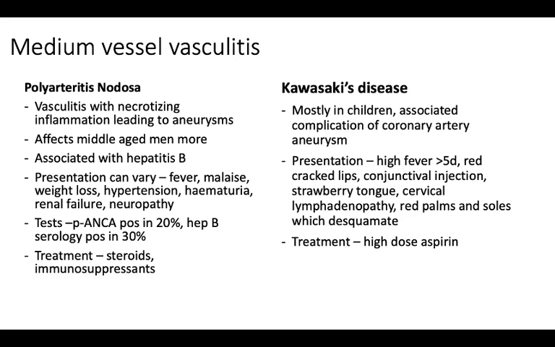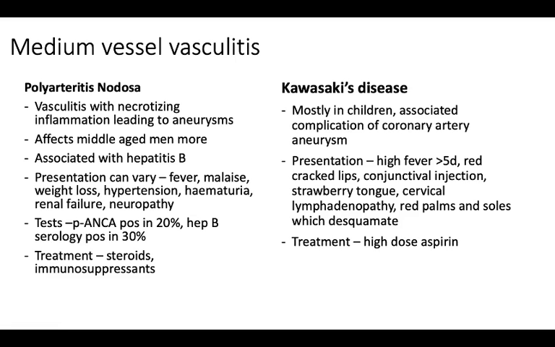Okay, so next we have the medium vessel vasculitis. The first one we're going to look at is polyarteritis nodosa, which is a vasculitis with necrotizing inflammation which leads to aneurysms. It affects middle-aged men more, and it has an established association with hepatitis B. So if you get a question where a patient has these symptoms and also has a Hep B positive serology, then you want to think of PAN.